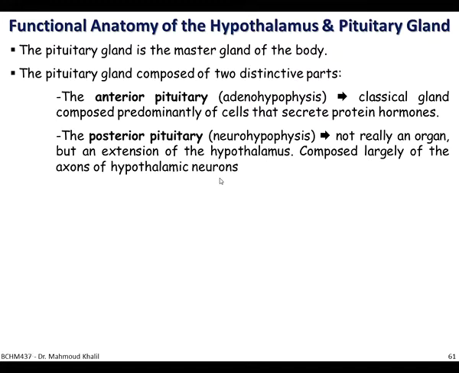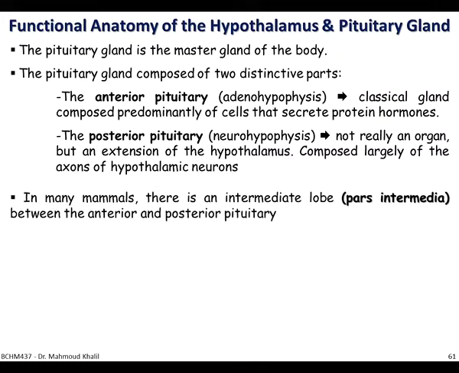The posterior pituitary, which is the neurohypophysis, is not really an organ, but acts as an extension of the hypothalamus and is composed largely of axons of the hypothalamic neurons. In many mammals, there is an intermediate lobe between the anterior and the posterior pituitary gland, which is called the pars intermedia.